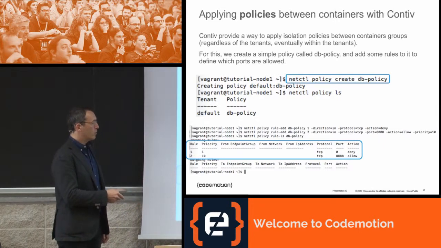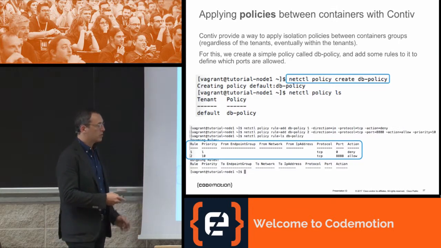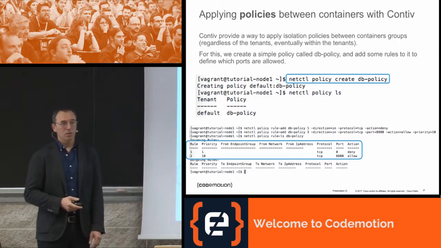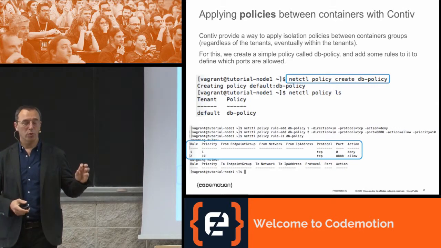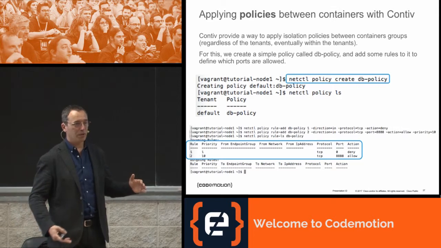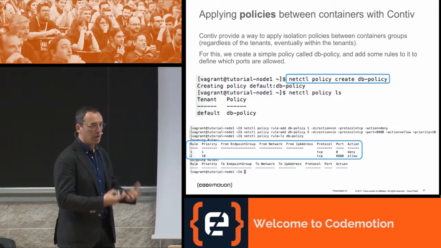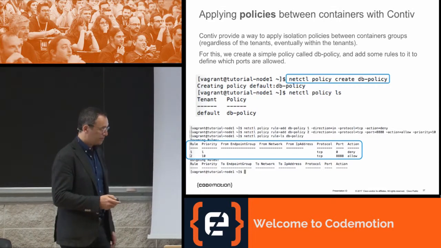So if I do policy rule ls with the name of the policy, I will see all the rules, that could be many, of course, that are part of this policy. So the policy is an object that contains complex configuration inside that I create just once, and then I apply to a container or a large group of containers.